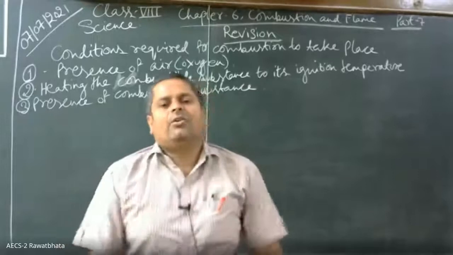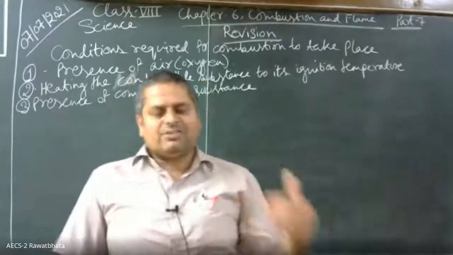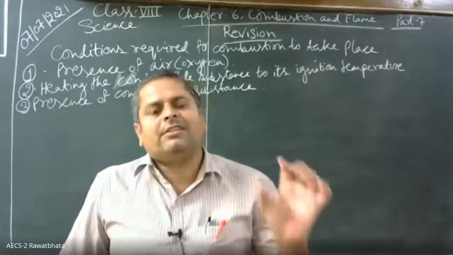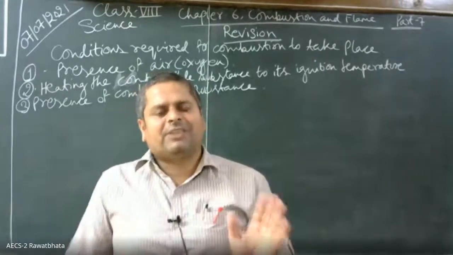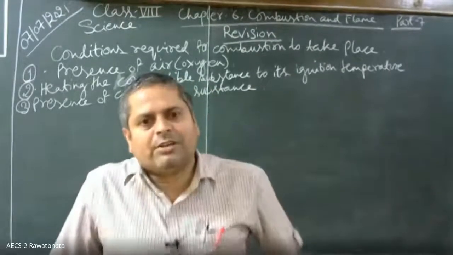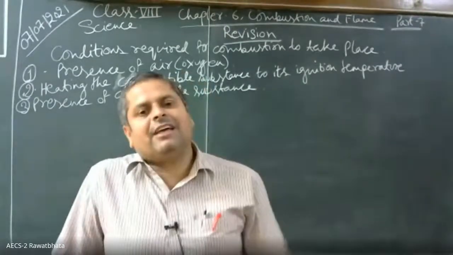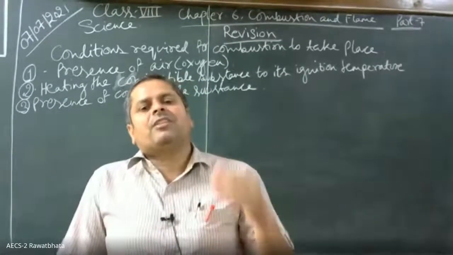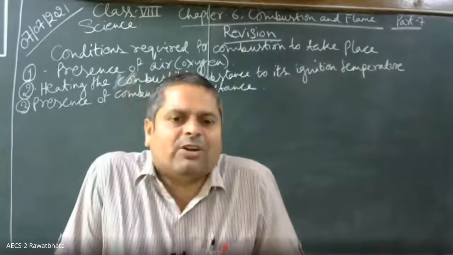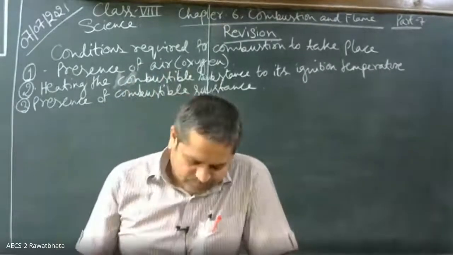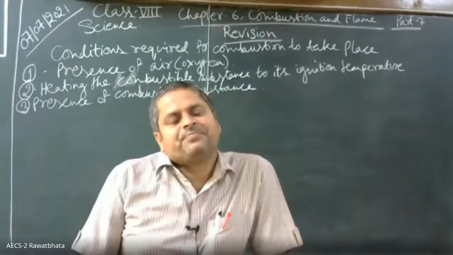Okay, now we have understood what is combustion, what are the conditions under which combustion takes place. Then we have also understood different types of combustion based on the availability of oxygen. And then we have also seen different types of combustion based on the speed of combustion. Now, we will see flame.